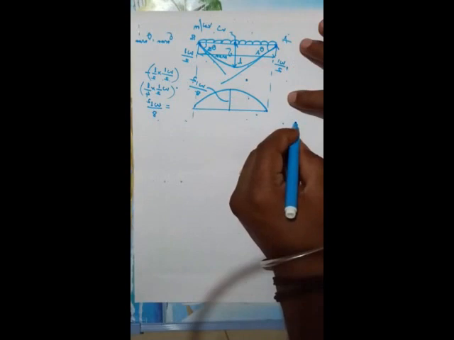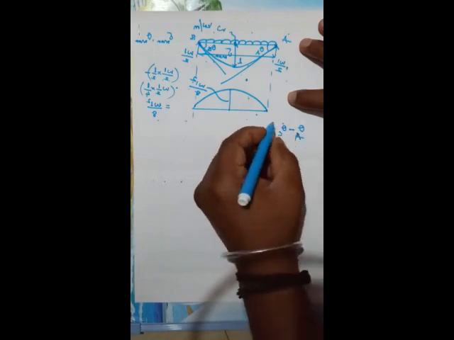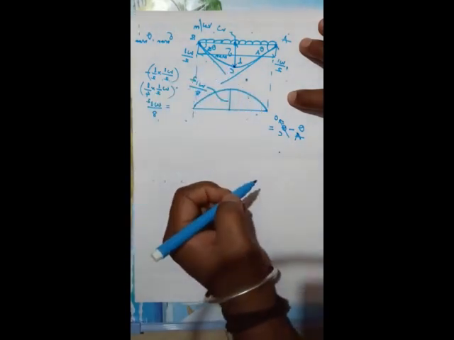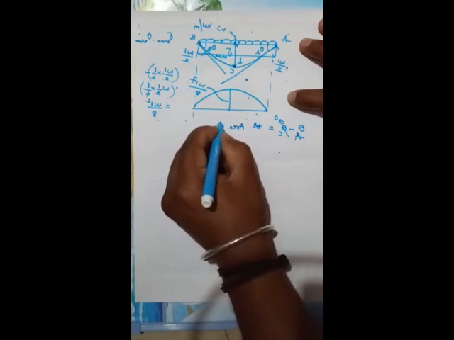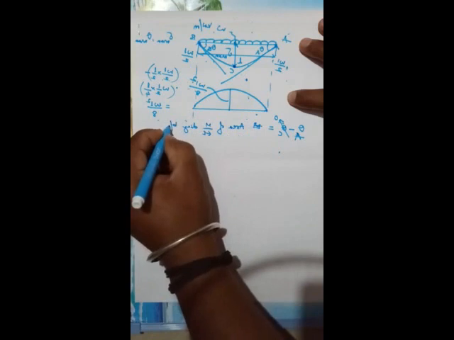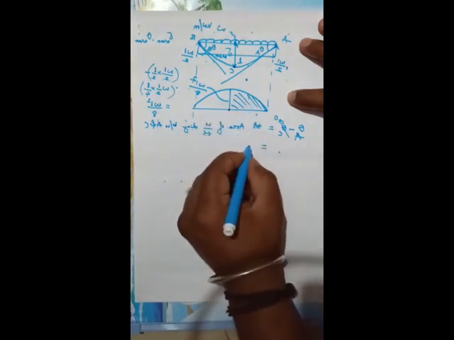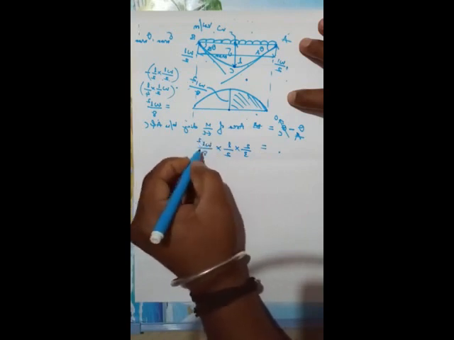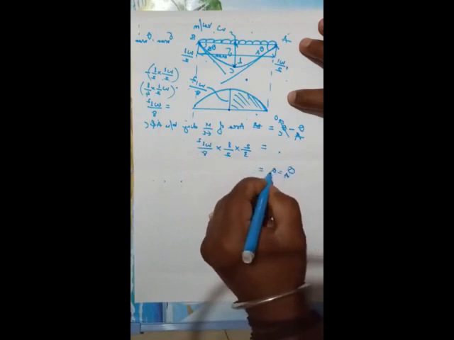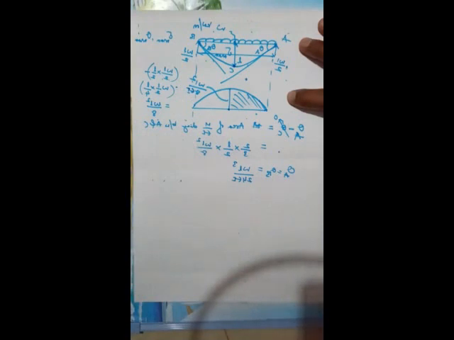Okay, so again, if you are finding slope, what points do I need to consider? Slope theta A minus theta C equals the area of the M by EI diagram between A and C, and theta C is 0. This is point A, this is point C. What is the area of such a figure? It is 2/3 of base, L by 2, into height, WL square by 8 EI. If you simplify, you will get theta A equal to theta B equal to WL cube by 24 EI.